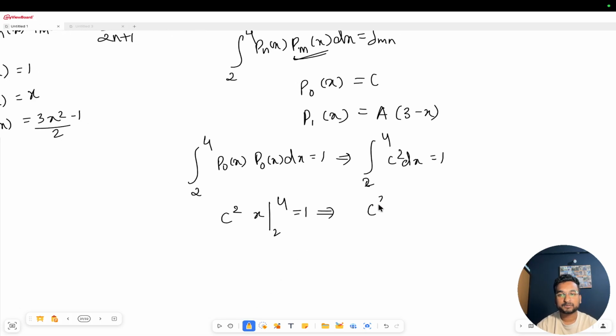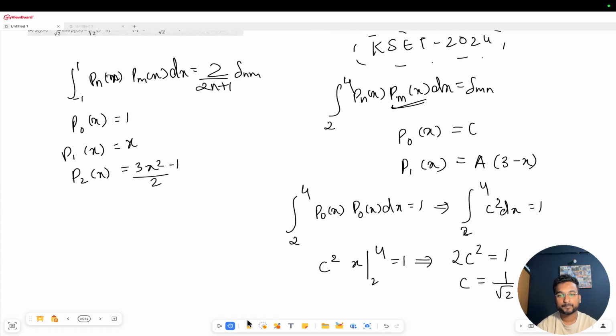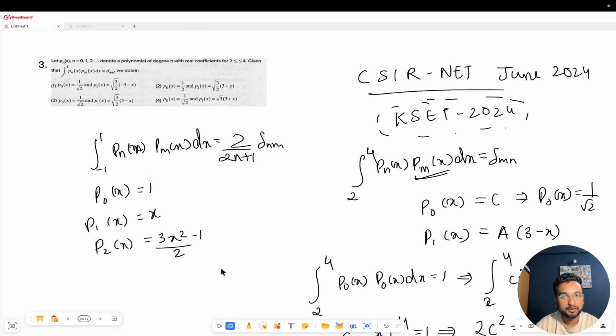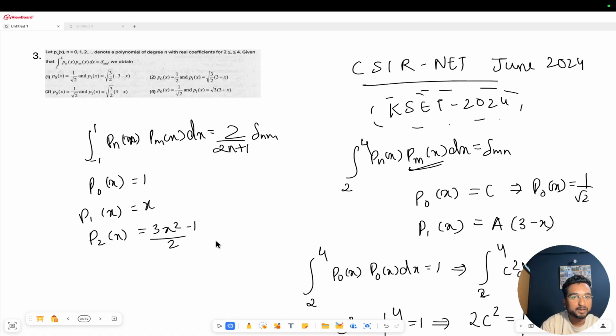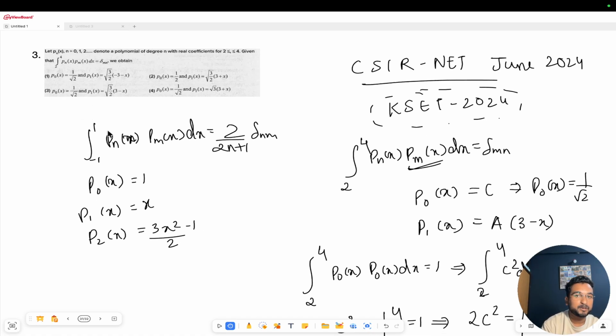This will be c square, 4 minus 2 is 2 equals to 1. So from here you can see that c is 1 by root 2. So wherever the option, that means your p0 of x was c. So p0 of x for this orthogonality condition will be 1 by root 2. So let's see in the options where that answer is. In only one option it is 1 by 2, rest everywhere it is 1 by root 2. So your answer is either 1, 3 or 4.